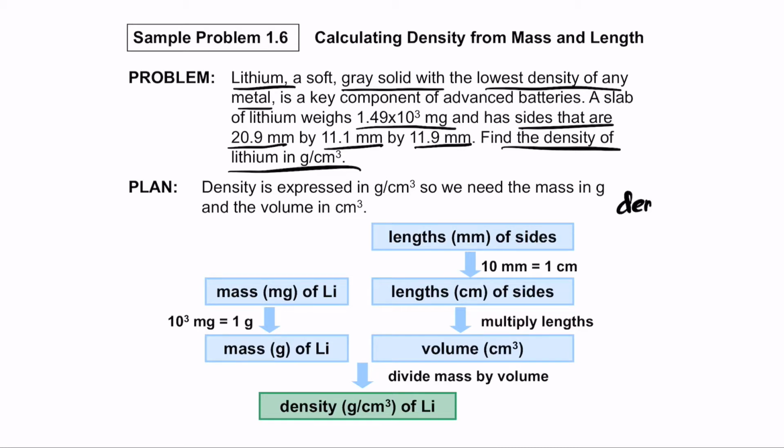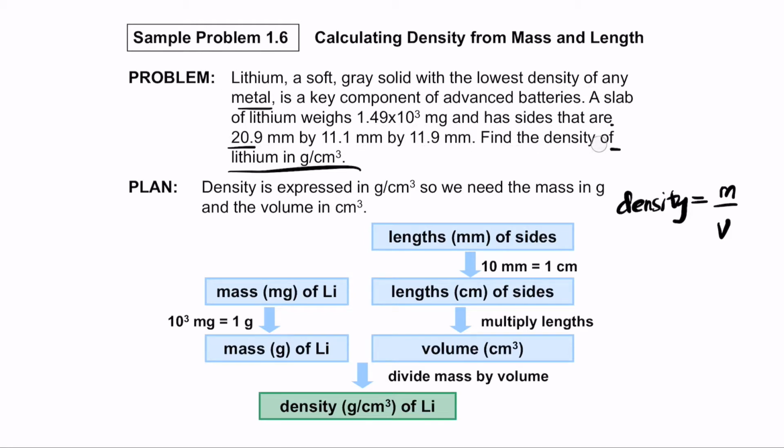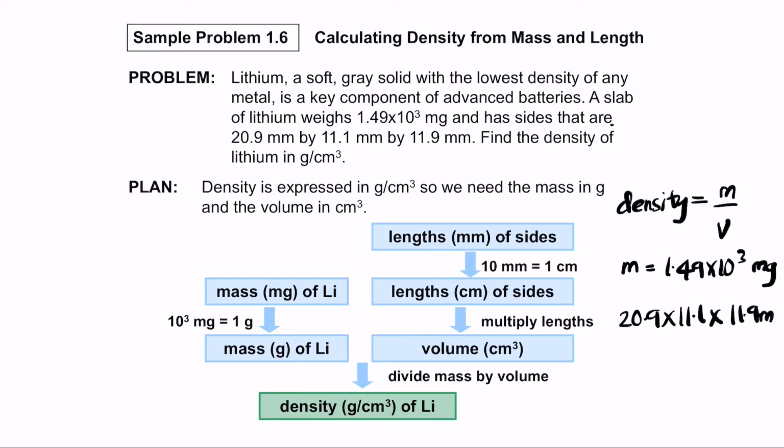So for density, what are the things we need? We need mass and we need volume. So let's take this example here. You have the mass given in total as 1.49 into 10 cube milligram, and for the volume, they've given you the length of the sides. So it is 20.9 by 11.1 mm by 11.9 mm. So all of these are in mm.